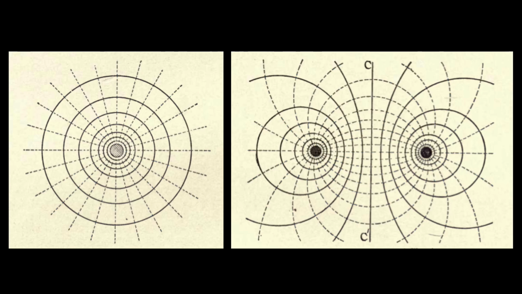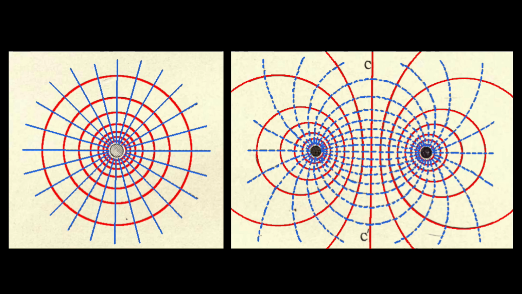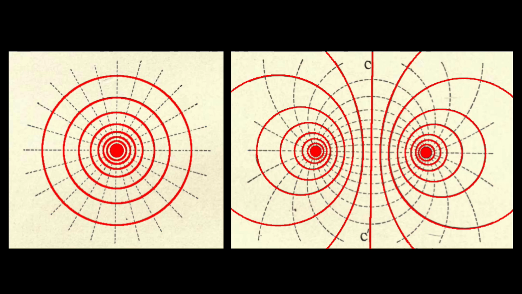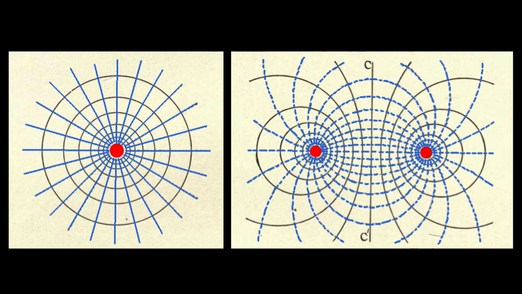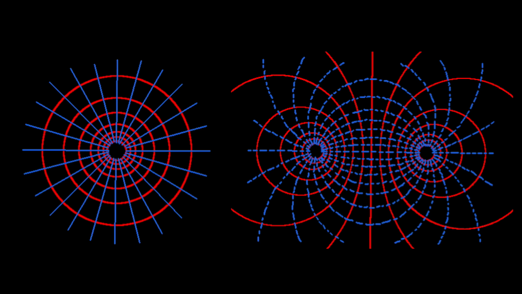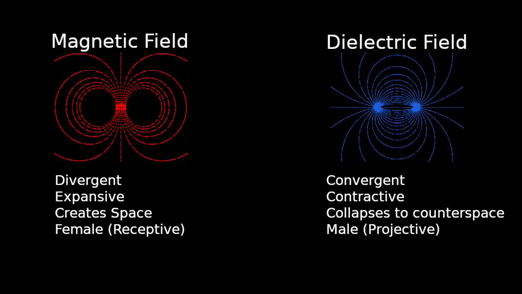The relation between the magnetic and the dielectric is that the magnetic is parallel to the conductor and the dielectric is perpendicular to the conducting surface. This also means that lines of magnetic and dielectric inductive force are orthogonal or perpendicular to one another at all points. Lines of magnetic force close on themselves. They are divergent, expansive, and create space.